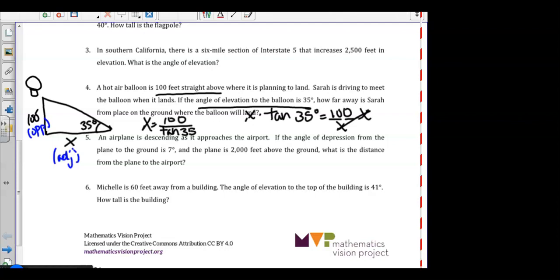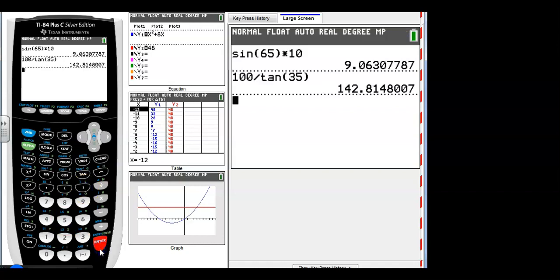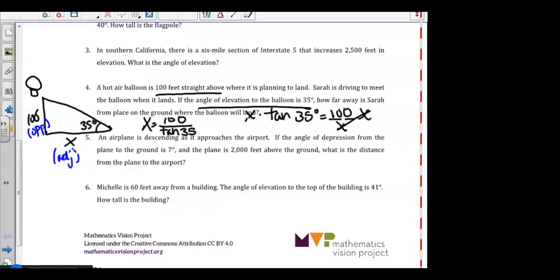So let's go to our calculator and type in 100, not 1,000, 100 divided by the tangent of 35 degrees. And that looks like it's approximately 143 feet. We'll round up on this one. So x is approximately 143 feet.